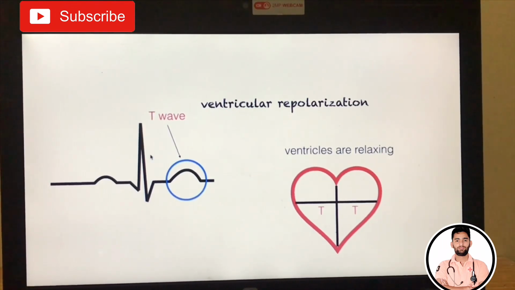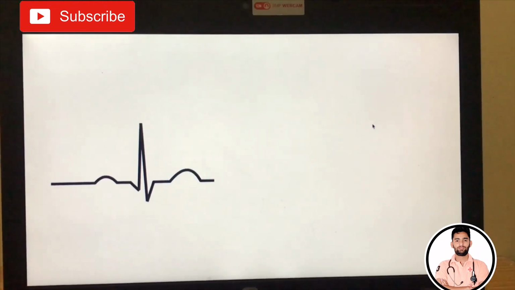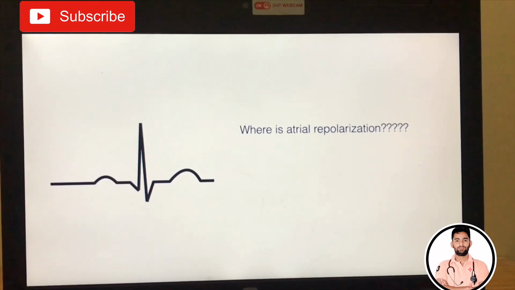So every contraction will be followed by relaxation. Now the question is, where is atrial repolarization? If QRS represents ventricular depolarization or contraction and the T wave represents ventricular repolarization or relaxation, then where is atrial repolarization? If this is depolarization, well, it can be found in the QRS complex.